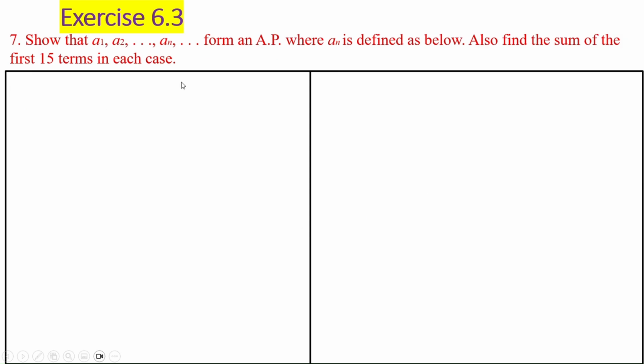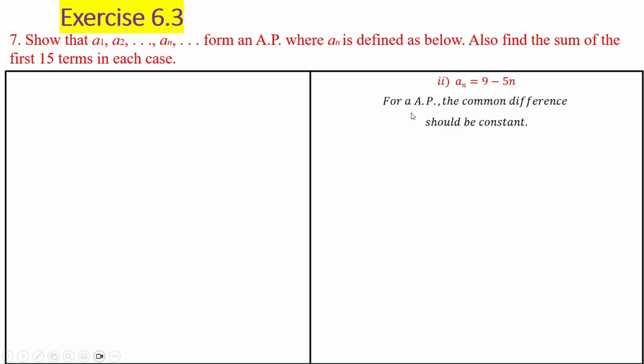In this one, an equation is given. Basically, if you see here, an equals 9 minus 5n. We need to find out if it forms an AP. If it is forming an AP, then find the sum of the first 15 terms basically. So for an AP, the common difference should be constant. This is the main point, right?